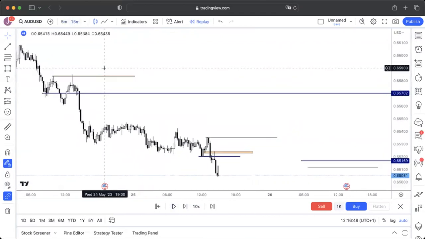So that is how to draw deep test zones. It's also been more of a deep dive into structure and using the 5-minute and 15-minute structure with fresh levels.